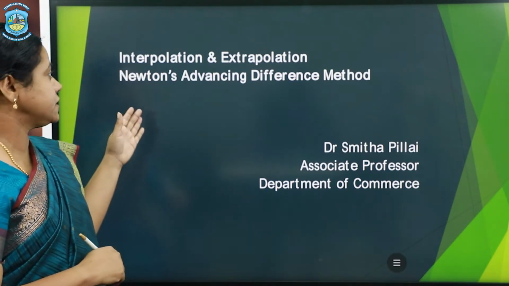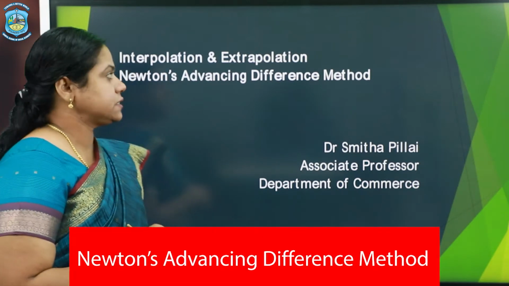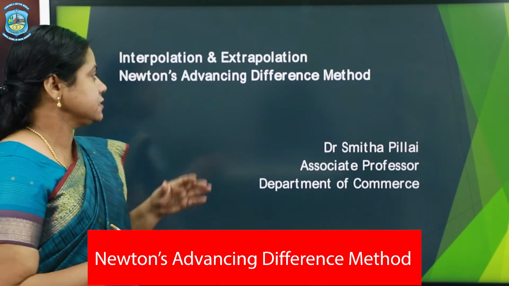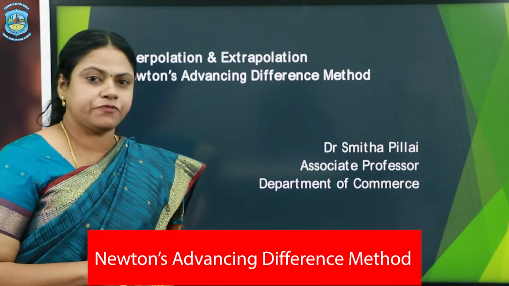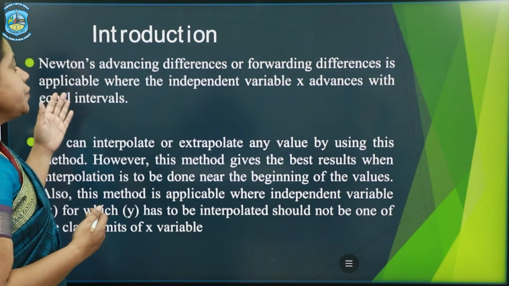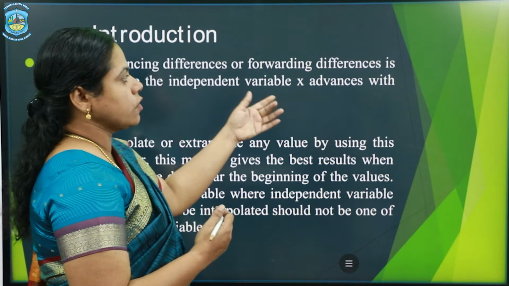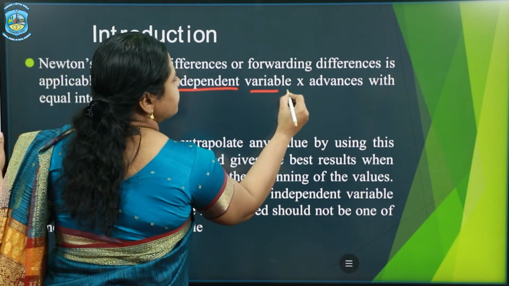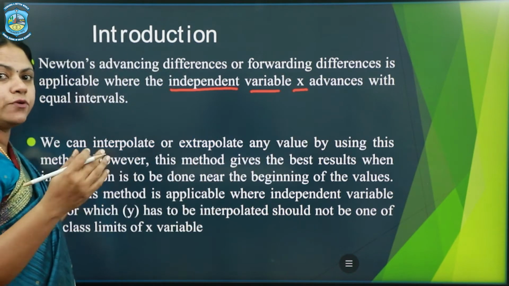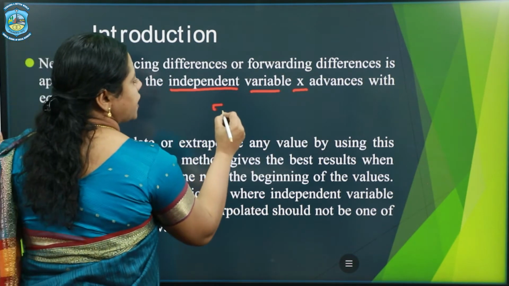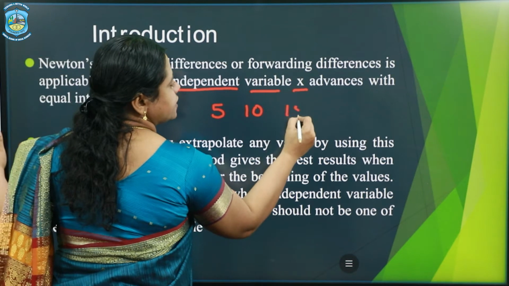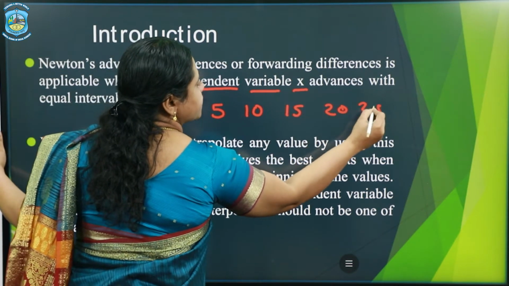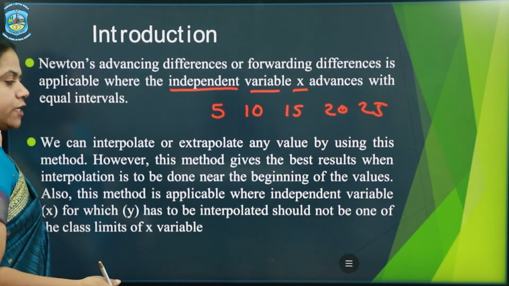Today we are going to study another algebraic method of interpolation and extrapolation, that is Newton's advancing difference method. Newton's advancing differences, or forward differences, is applicable where the independent variable x advances with equal intervals. That means 5, 10, 15, 20, 25. These are advancing with equal intervals.